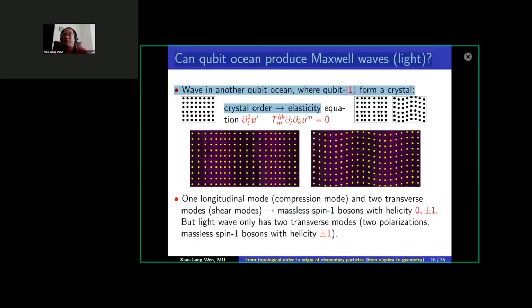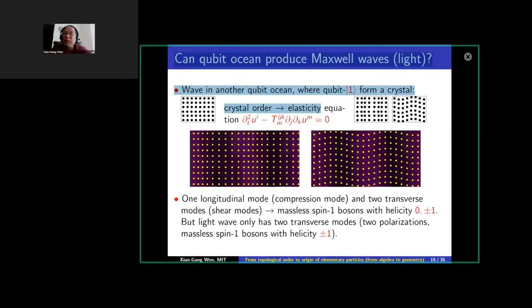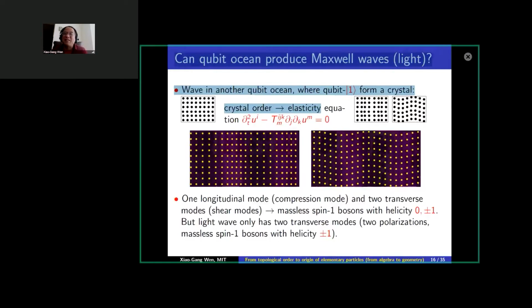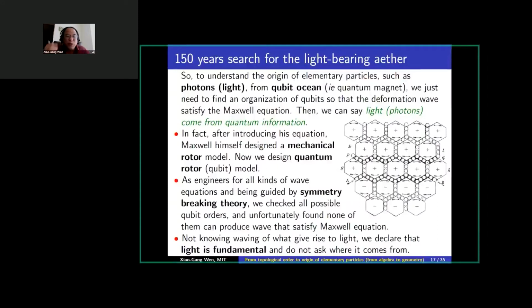That's an ether. After Maxwell wrote down his equation, people believed deformation of a certain thing gave rise to the Maxwell equation, and even called that ether. But for 150 years, we were looking for ether, but we couldn't find it. We found a lot of things, but none of them gave rise to the Maxwell equation. They just gave rise to some other wave equation. So that is the frustration I'm talking about.